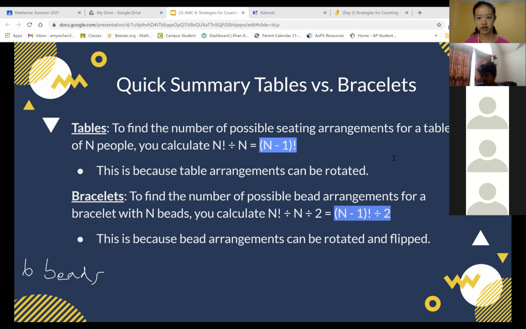It looks like most of you got it. So it would be 6 factorial first, and then we divide by 6 for the rotations, and then we divide by 2 for the flips. So that would give us 60.